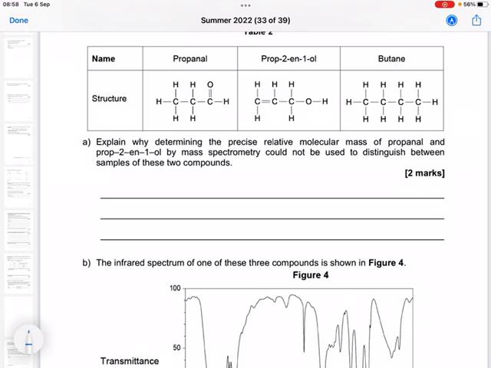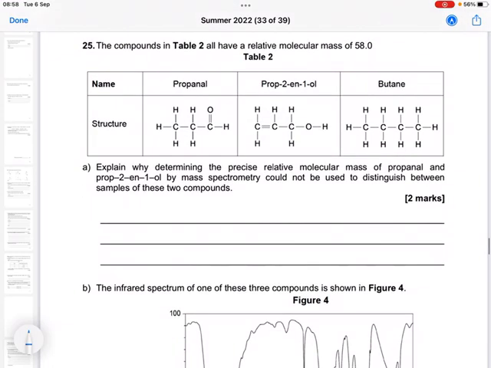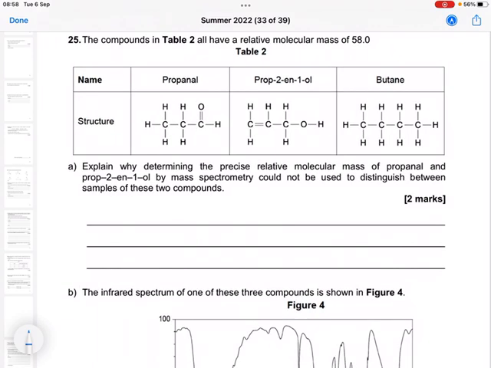Okay, in this question we have three compounds. In table 2 we have propanal, prop-2-ene-1-ol and butane, and we're told that they all have an Mr of 58. Explain why determining the precise relative molecular masses of propanal and prop-2-ene-1-ol by mass spectrometry would not be able to distinguish between these two compounds.